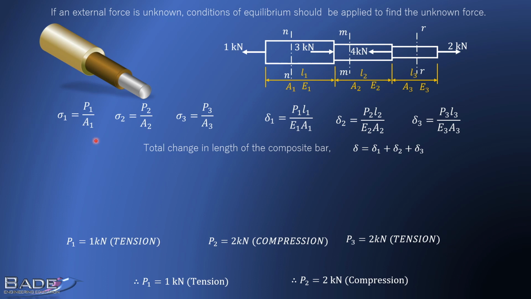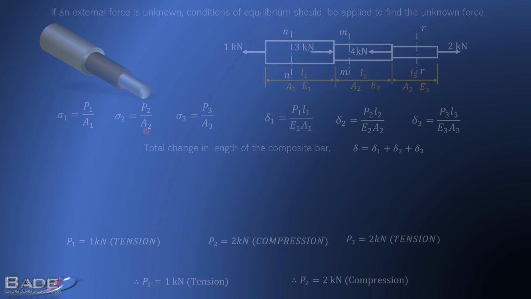Remember, it's very obvious. To find stress in each part, sigma is equal to load on the part divided by cross-sectional area of the part. To find elongation of each portion, we need load on the portion, length of the portion, Young's modulus of the portion, and cross-sectional area of the portion. Listen, to get all concepts cleared, you must solve problems. So let's solve some problems.